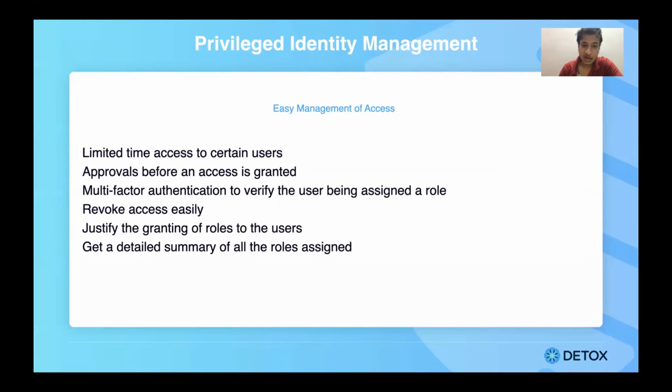Approvals before an access is granted: we can ensure that there are certain reviewers before an access is granted. Multi-factor authentication to verify the integrity of the user. Revoke access easily. We can anytime revoke an access, we can anytime revoke an assignment. Justify the granting of roles. There's a proper justification column, and you get a detailed summary of all the roles assigned. We get an audit history where we see all the assignments made in the Azure AD.